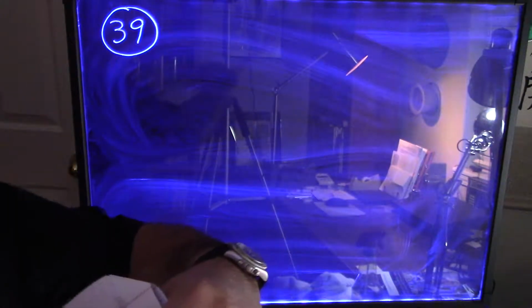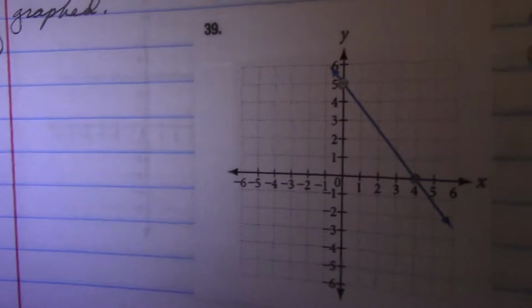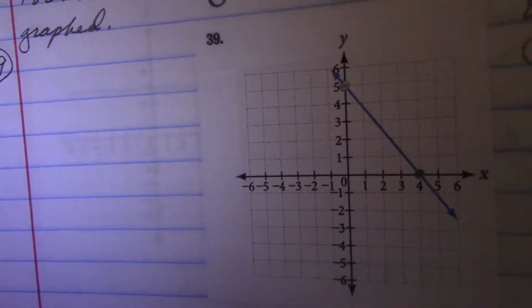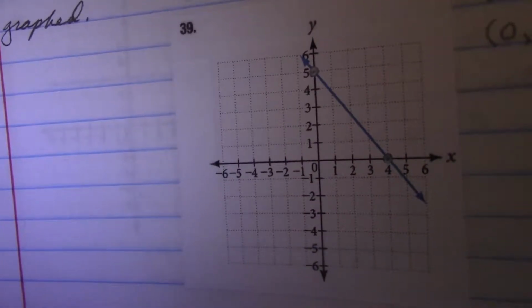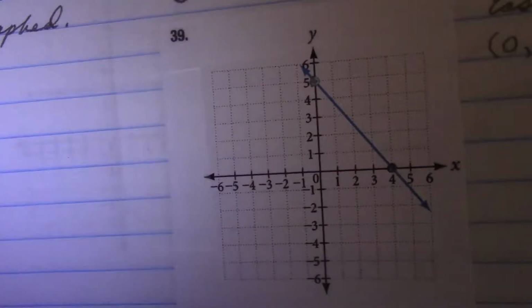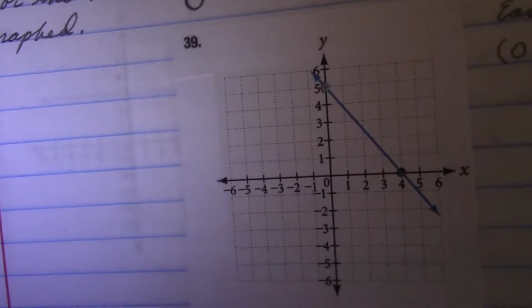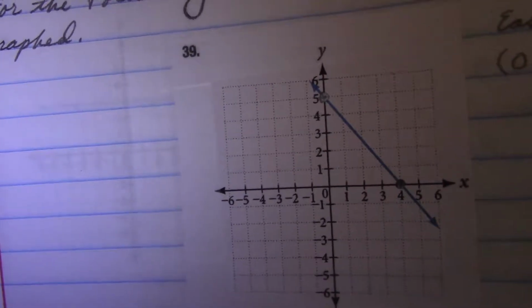Number 39. For the following exercises, find the slope of the lines graphed. So they give us the graphs, and here's a picture of this problem, number 39. You'll note that I've blackened in 2 points on the line. Alright, so you should do that. You don't have to use my 2 points. You can use 2 other points on the line if you wish.